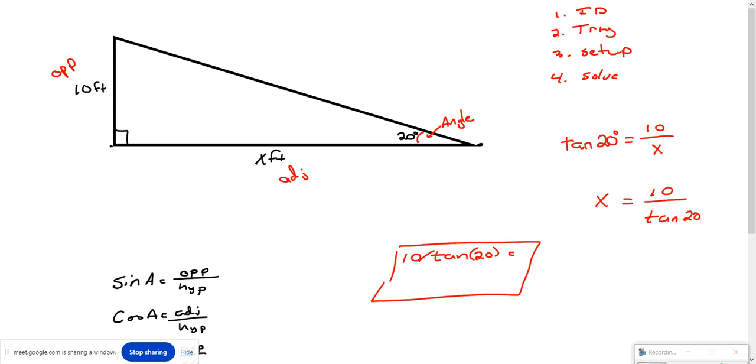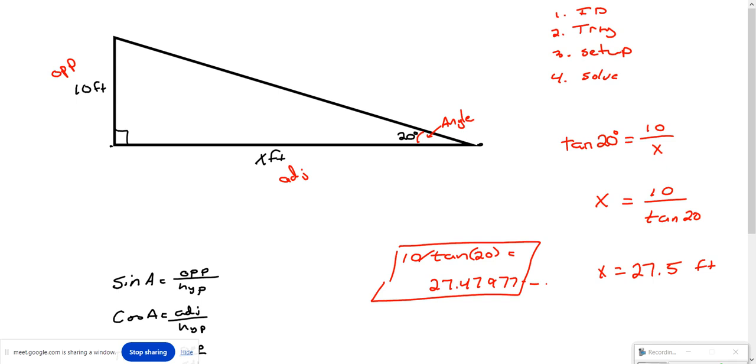We've got 10 divided by tangent 20 equals, I get 27.4747, and so on. So we'll round off to 27.5. And that would be feet.